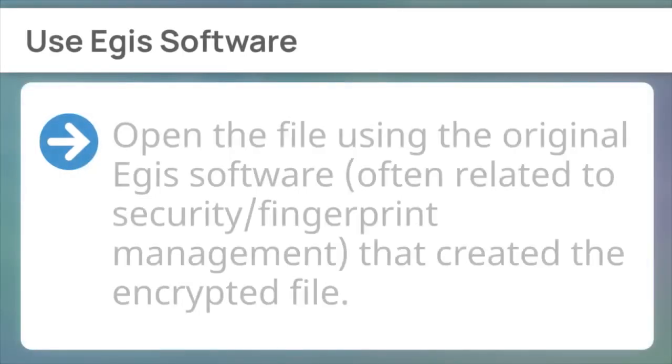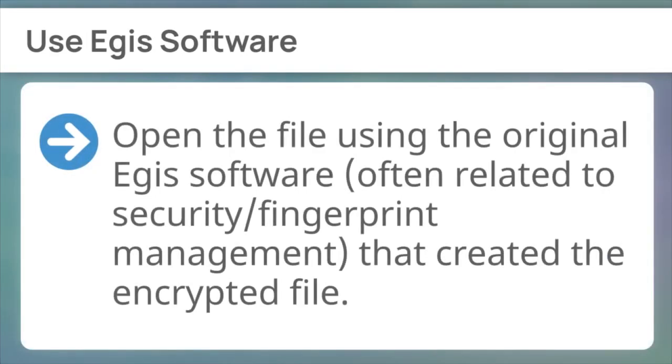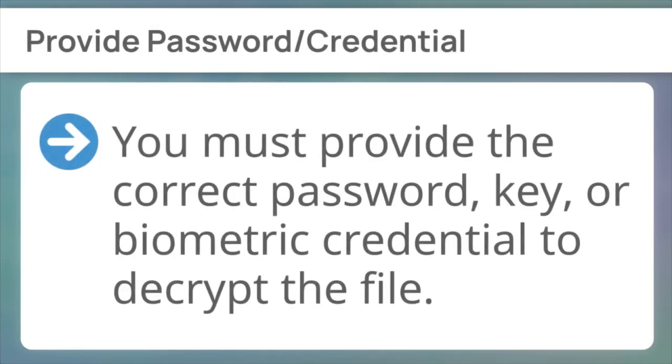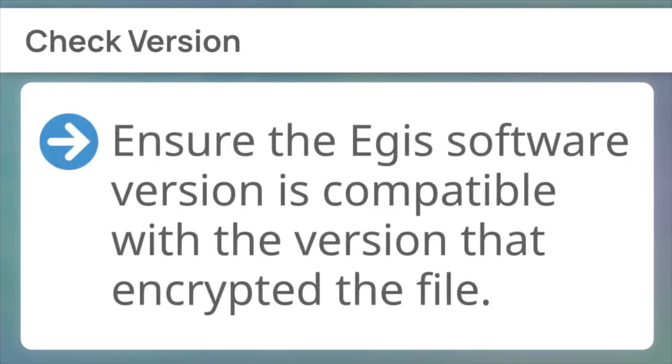First, use Egis software. Open the file using the original Egis software, often related to security's fingerprint management, that created the encrypted file. Next, provide password/credential. You must provide the correct password, key, or biometric credential to decrypt the file. Finally, check version. Ensure the Egis software version is compatible with the version that encrypted the file.